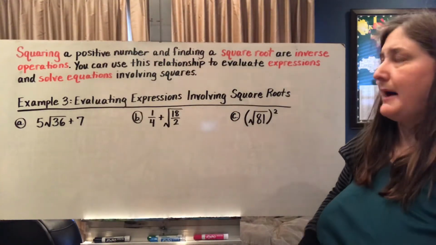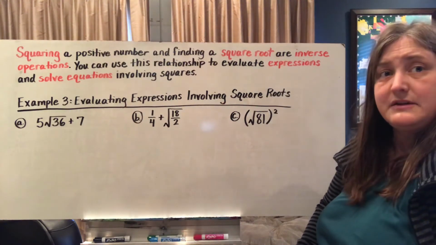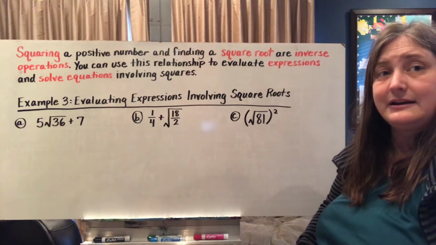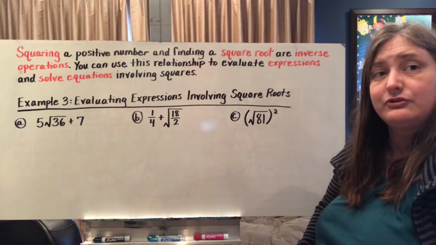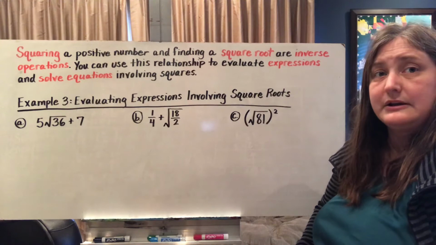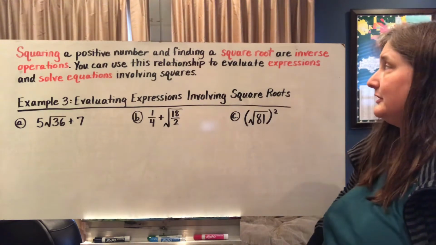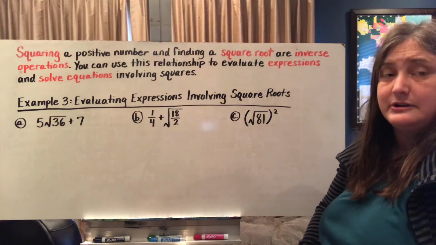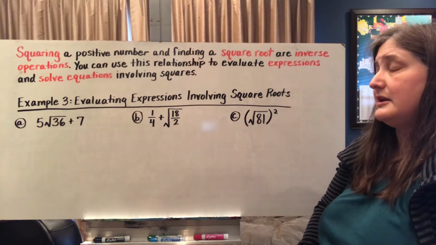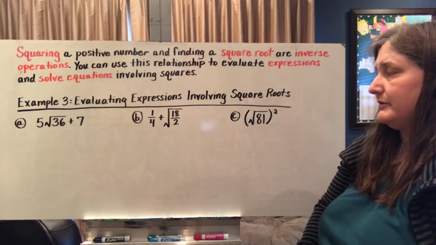When you're squaring a positive number and you're finding a square root, you're actually doing inverse operations. Just like adding and subtracting are inverse operations, they undo each other, or multiplying and dividing, squaring and finding a square root are inverse operations. And you can use this relationship to evaluate expressions and solve equations that involve squares. So let's try a couple of problems here.